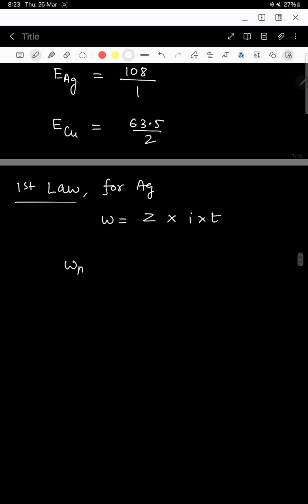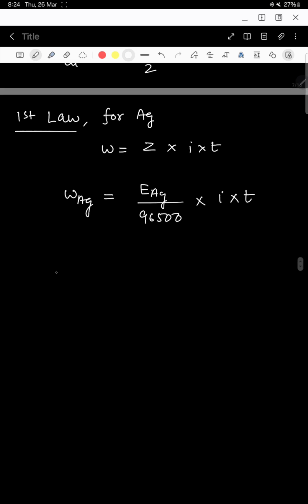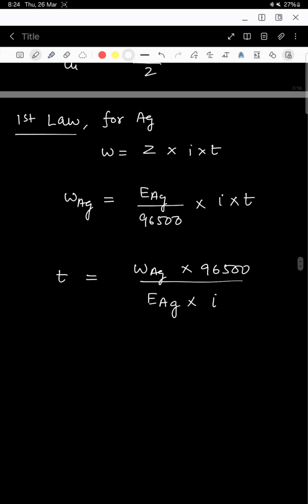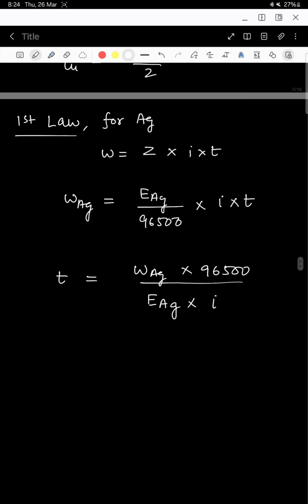So mass of silver will be equivalent mass of silver, Z is E by 96500, into current into time. So we need to calculate the time here. So time will be mass of silver multiplied by 96500 divided by equivalent mass of silver multiplied by the current. So from here you will get the time for which the current flows. I hope I have not done any mistake here, right?